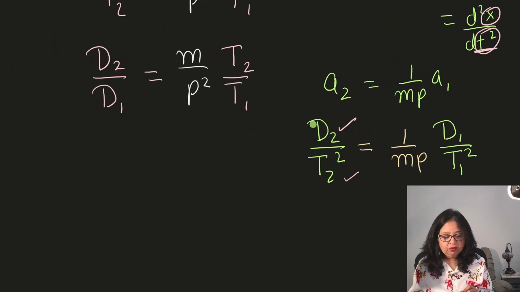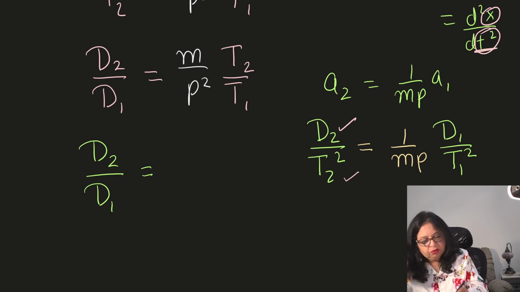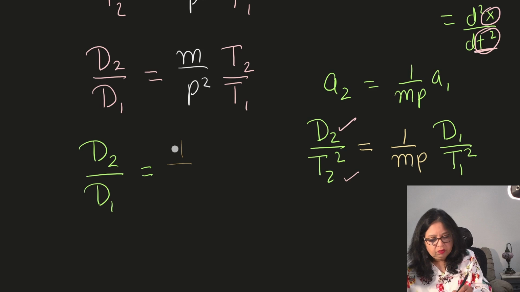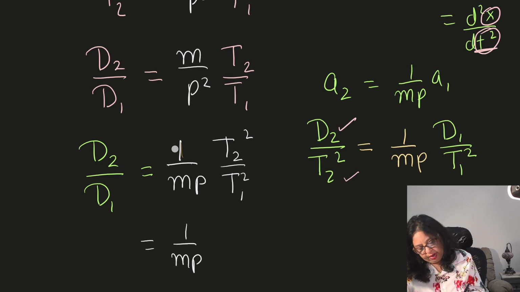I'm going to do the same thing that I did before. Get d's on one side and t's on the other side. T2 over T1, and these are being squared. So I could write this as 1 over mp times T2 over T1. This whole thing is squared.